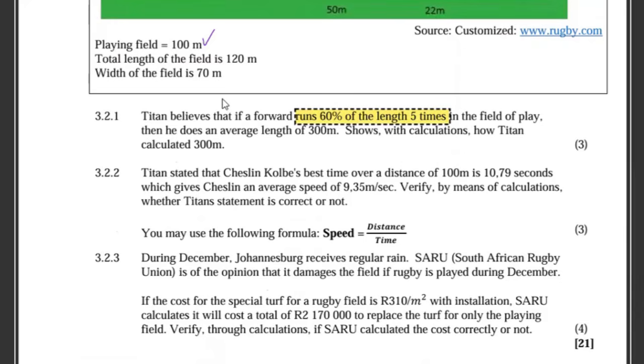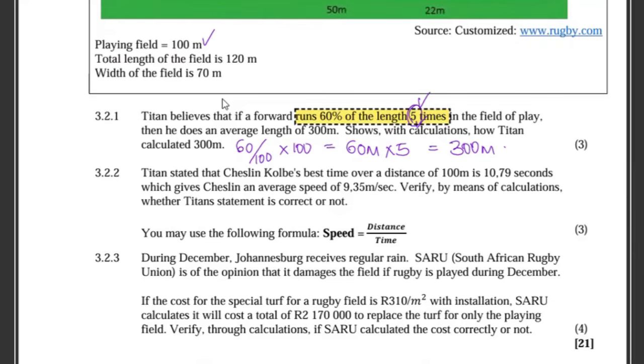It's 100. So we shall look for 60% of 100, which gives you what? 60 meters. Then if there are 60 meters, how many times? 5 times. So calculate with 5. The answer becomes what? 300 what? Meters. They didn't say verify, they said show with calculations.